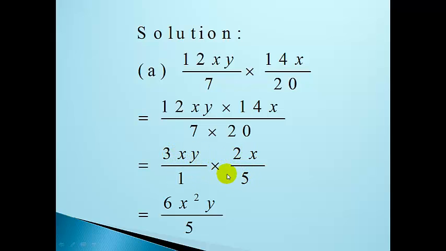Now 3xy times 2x will be equal to 6x squared y, because the exponent of the x here is 1 and the exponent here is 1. So when we keep one of the x, that's the base constant, we add 1 to 1, and that's how come we have square. So 6x squared y divided by 5.